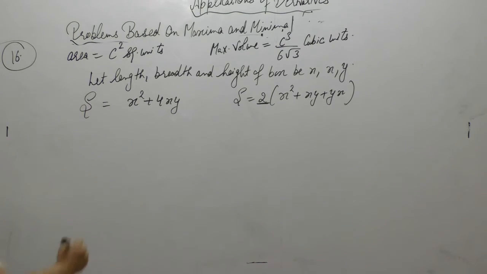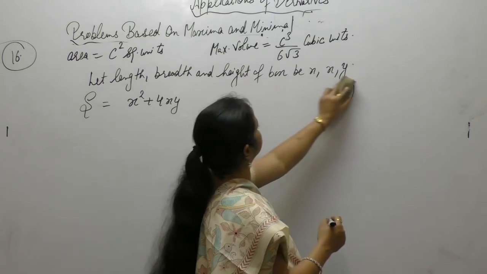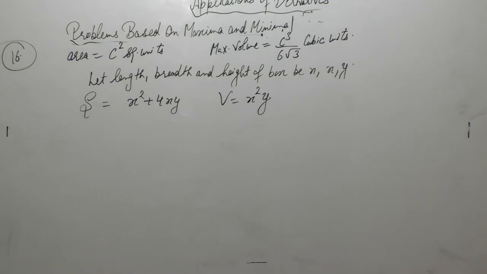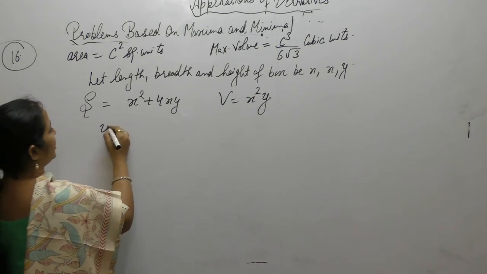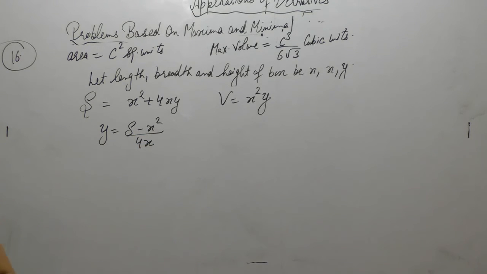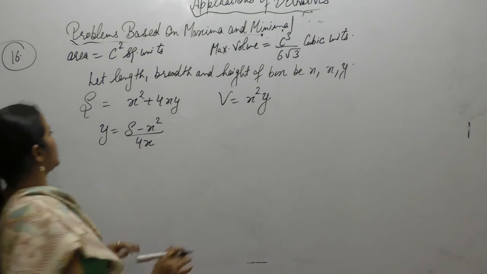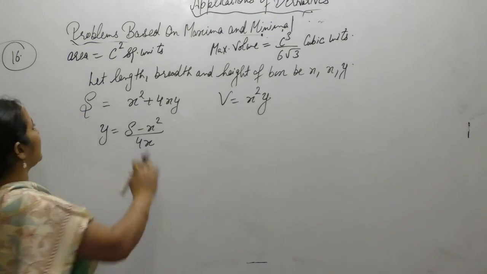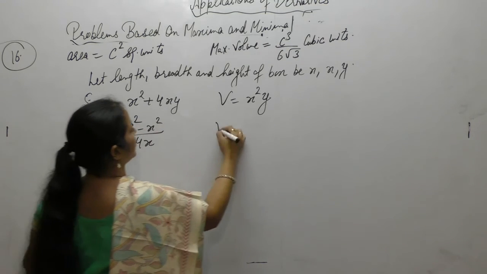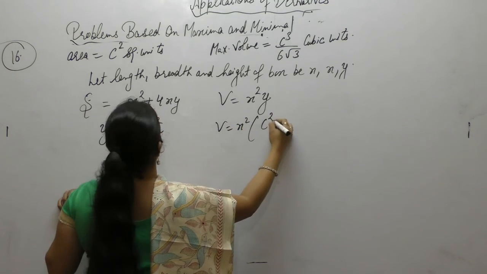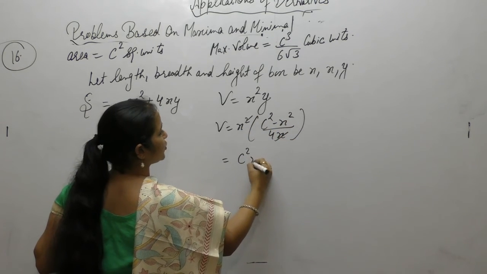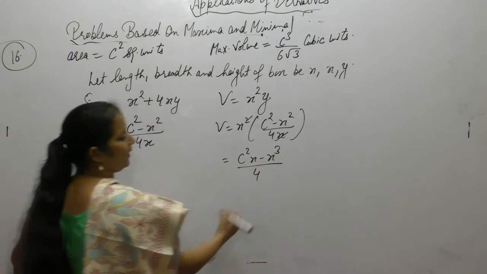Let V be the volume of the box. That is x square into y. Volume is length into breadth into height. Put the value of y. We are given the surface area as a constant, that is c square. So instead of S we put c square. x square times (c square minus x square) upon 4x. So V equals c square x minus x cube by 4.